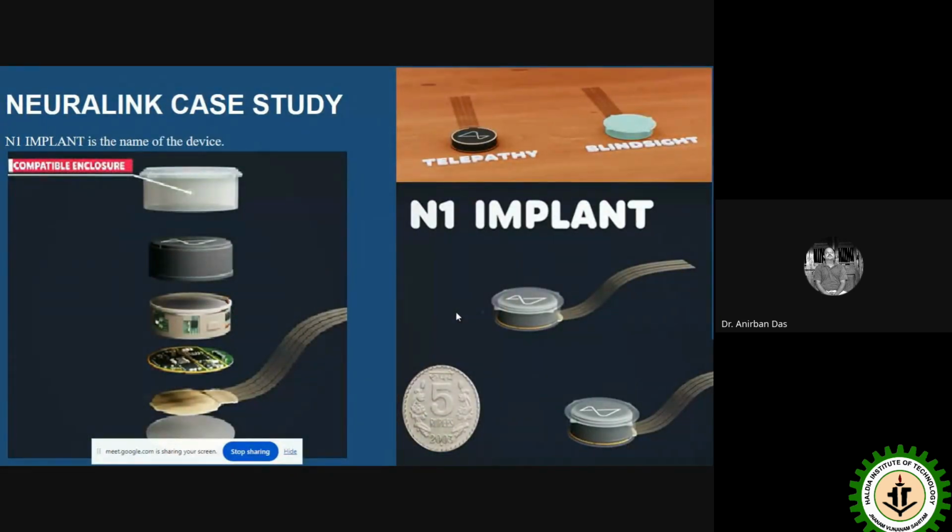But the chip we are discussing right now is the N1 implant chip. You can see that the chip's volume is like a 5 rupee coin, and you can see the threads coming out of it, right?